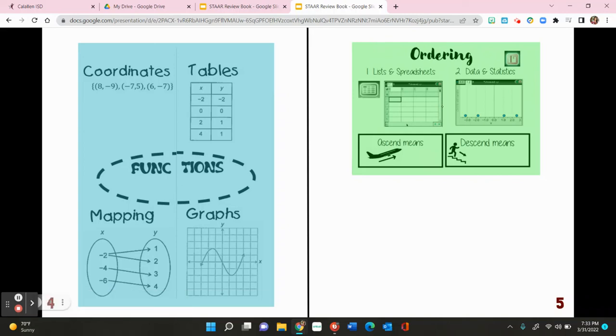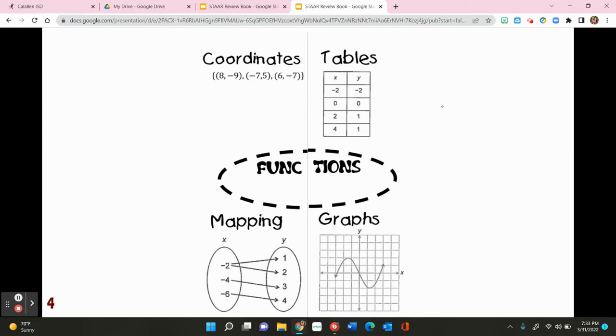In this video, we're going to be talking about functions. So your functions foldable should be glued onto page 4 of your STAAR review book. Before we start looking at a few problems, I first want to look at the front cover, and I want to talk briefly about how you determine if coordinates, tables, mappings, or graphs are functions.